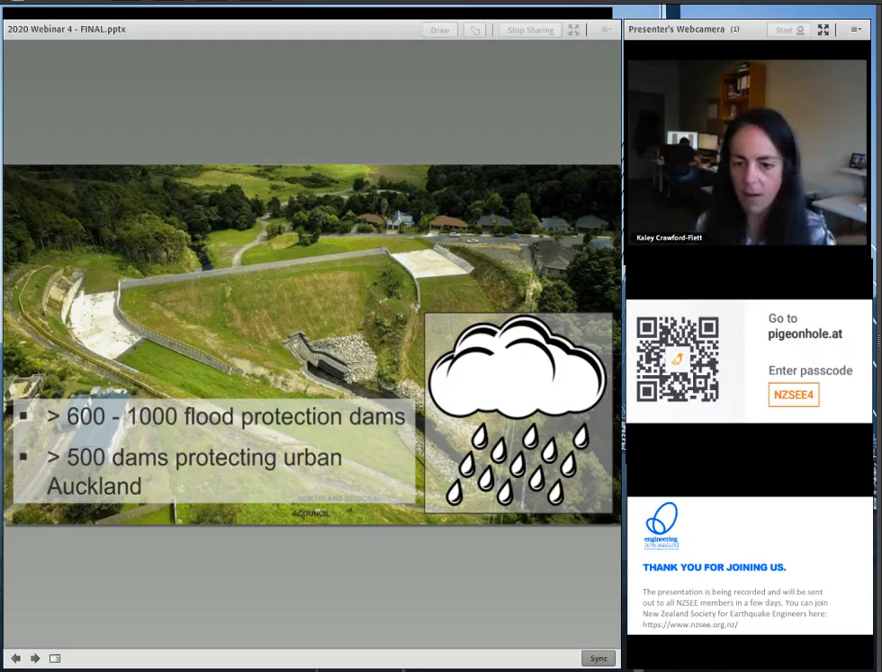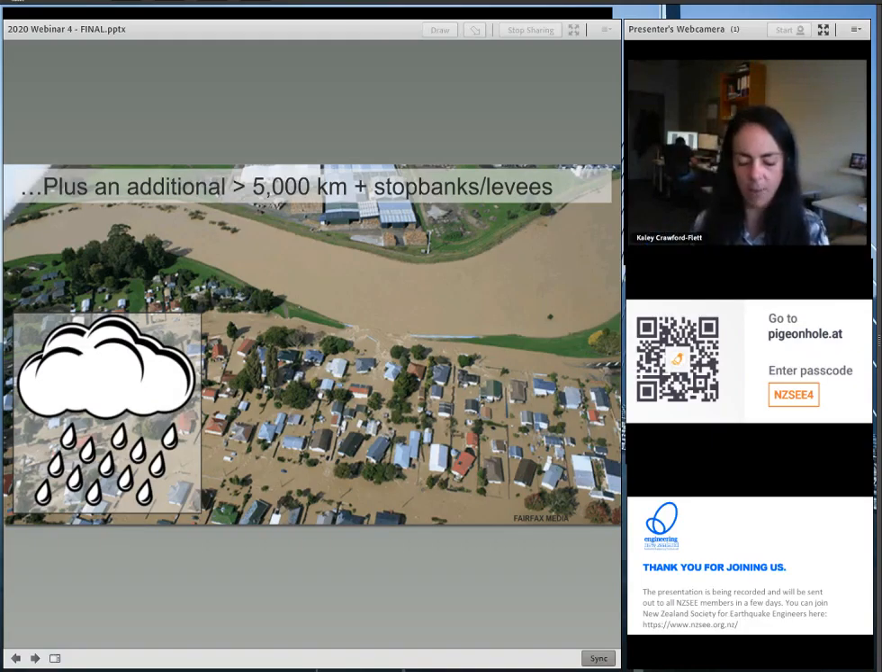We have a great number of flood protection dams in New Zealand, and in fact over 500 dams protecting urban Auckland. Interestingly, many of them are not often holding water, so they're often dry ponds around your parks, in your reserves, and specifically built to attenuate flood flow during events. On the flood protection note, we have the 5,000 kilometres of stop banks and levees. Here we are looking at the Edgecumbe event in 2018. So it's not actually just dam safety, it's a matter of securing your power, food and flood protection.